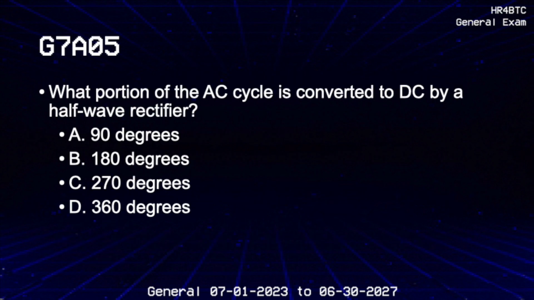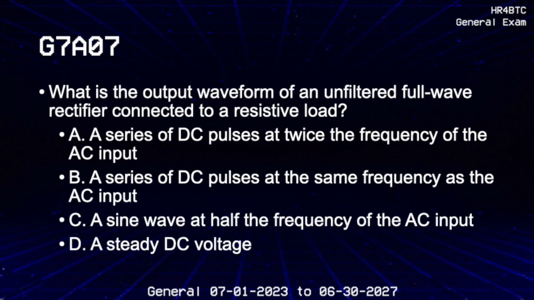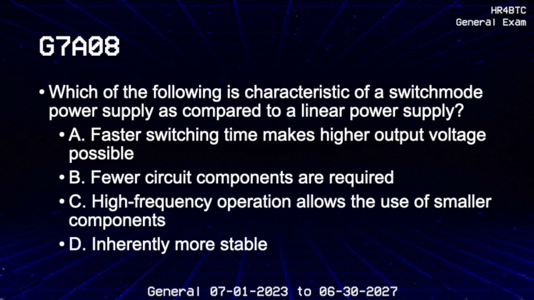What portion of the AC cycle is converted to DC by a half-wave rectifier? 180 degrees. What portion of the AC cycle is converted to DC by a full-wave rectifier? 360 degrees. What is the output waveform of an unfiltered full-wave rectifier connected to a resistive load? A series of DC pulses at twice the frequency of the AC input. Which of the following is characteristic of a switch-mode power supply as compared to a linear power supply? High-frequency operation allows the use of smaller components.